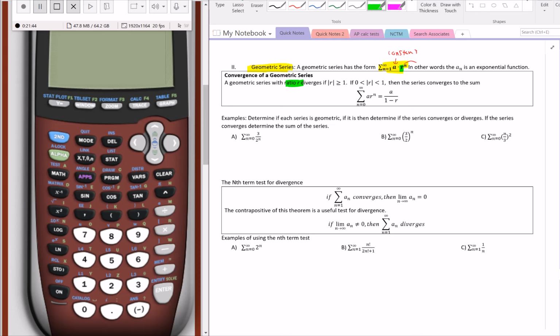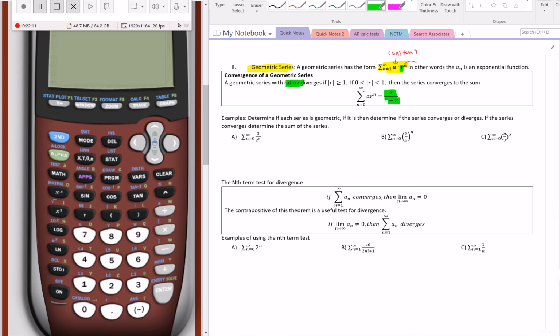But if the absolute value of r is between 0 and 1, meaning like 0.5, 0.6, or -0.5, -0.6, then this series converges, and it has the sum a over 1 minus r, where r is that ratio and a is that number in the front. If you see these, and you can recognize it for what it is, and you can remember the formula, then your life's going to be a lot easier on this.